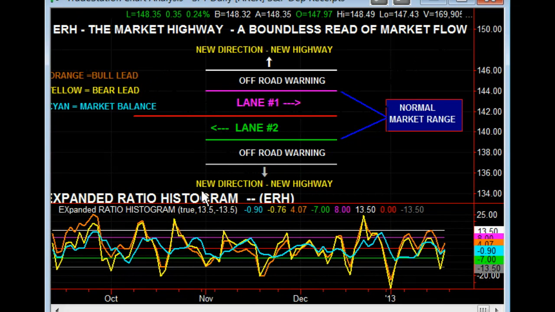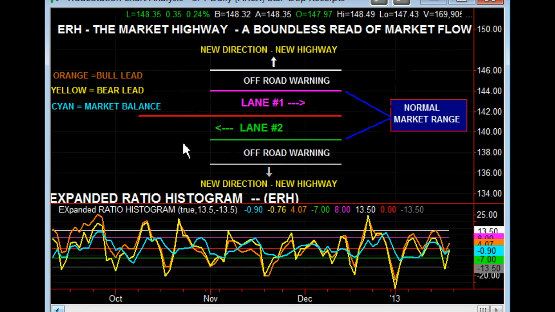This is the easiest way to get a gauge for the expanded ratio histogram. I've always referred to it as a highway, and you have a lane at the top portion, another lane at the bottom portion. But then we get into off-road setups where we move past those lanes, and then we completely get off those freeways and move into new highways, which to me correlate into new directions.